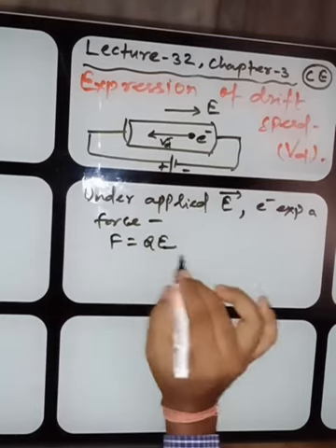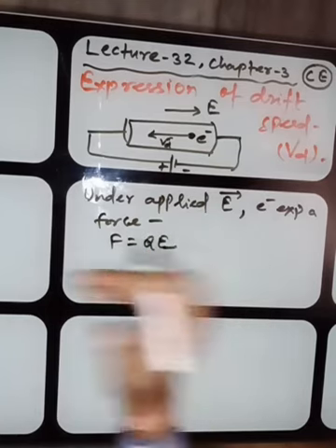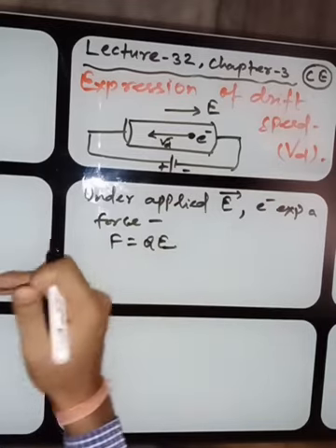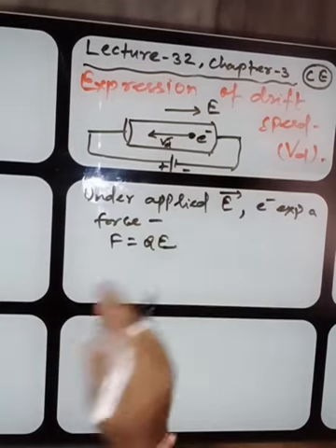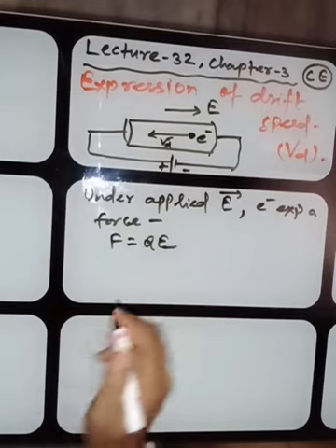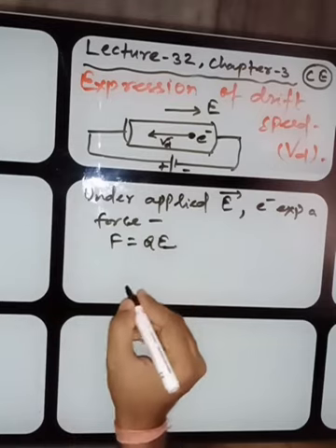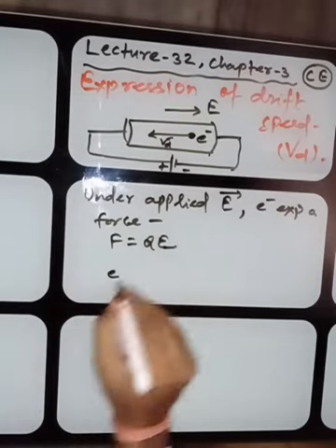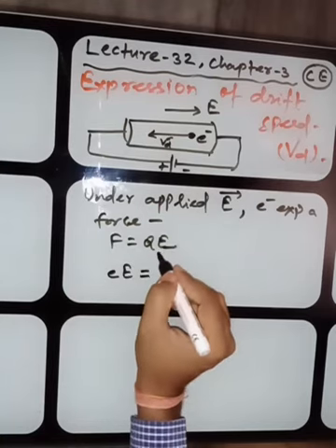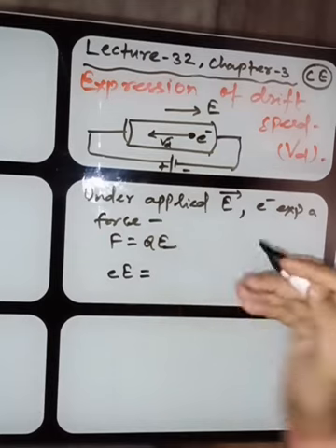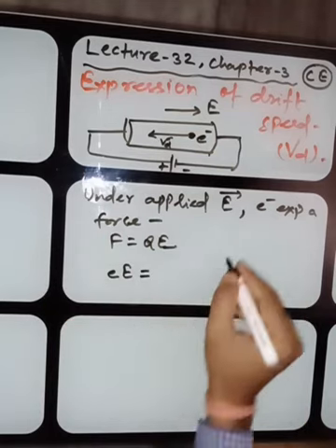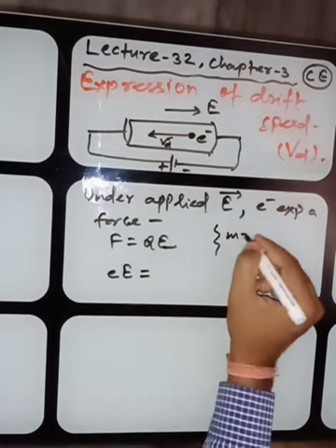Remember, I'm not writing here the direction of the force and electric field. It would be opposite to each other. If the electric field is in this direction, the force will be in the opposite direction, of course minus e. I'm considering the magnitude only. Now, QE, remember, the charge of the electron is e, and E is the electric field. And what does this force do? This force accelerates the charged particle, that is the electron, and suppose m is the mass of the electron.